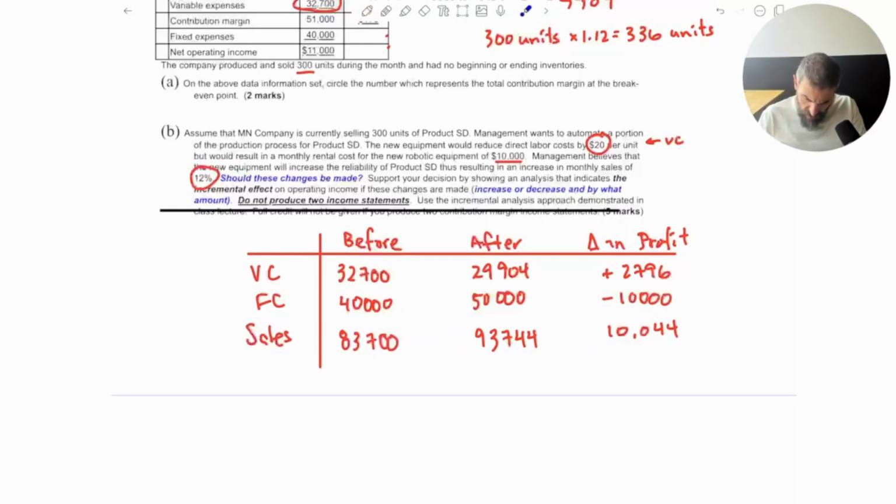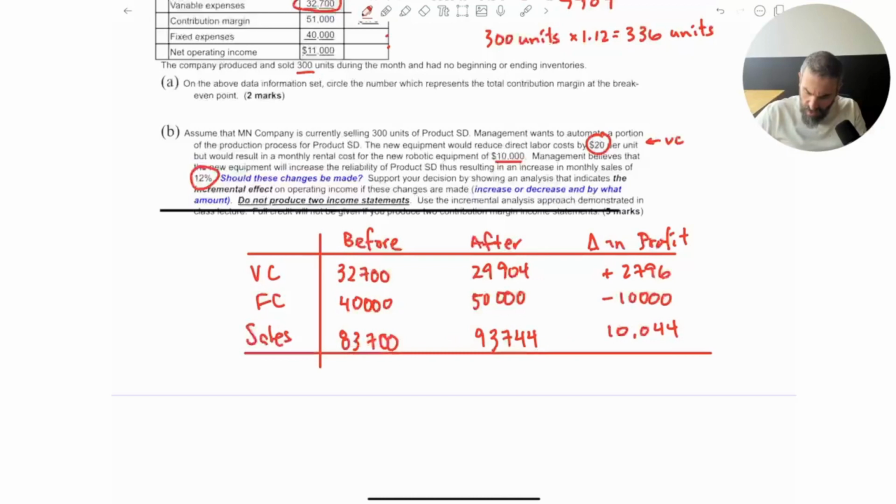Now, I don't know that I missed anything. What you would do now is just add up your last column here, 2,796 minus 10,000 plus 10,044. If the answer is positive, it means the second alternative, the after in this case, is better. So should the changes be made? Yes. If you do make the changes, your overall profit would increase by 2,840.